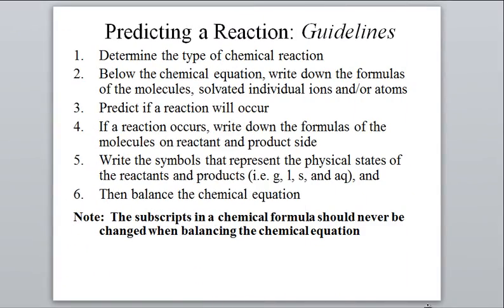In the next section of this chapter, we're going to go over guidelines for predicting whether a reaction will occur or not. And these reactions could be double replacement, single replacement, oxidation reduction, precipitation, acid-base reactions. In these reactions, I'm going to give you reactants, and you're going to decide, well, if I mix these things together, would I have a chemical reaction, or are we just mixing things together?